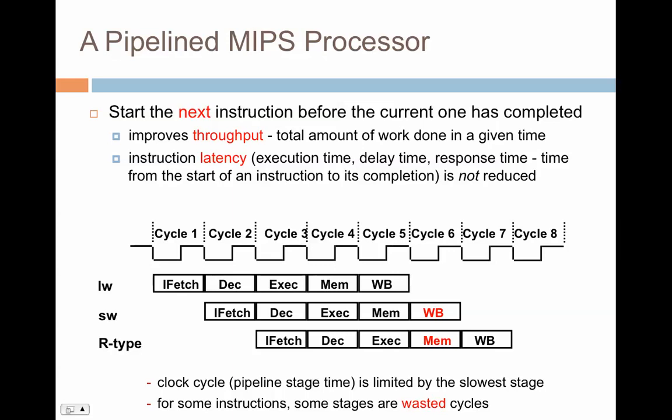However, one instruction will complete every clock cycle. For example, load word will finish in cycle 5, store word in cycle 6, R type in cycle 7, and the next instruction in cycle 8, and so on. So there's one instruction per cycle, and that improves the throughput.